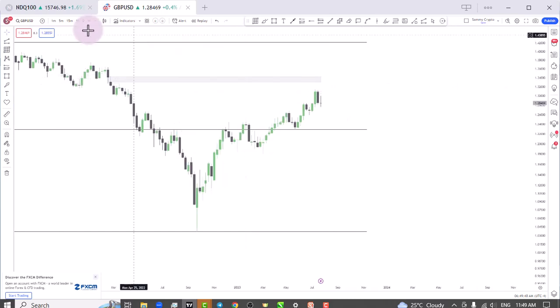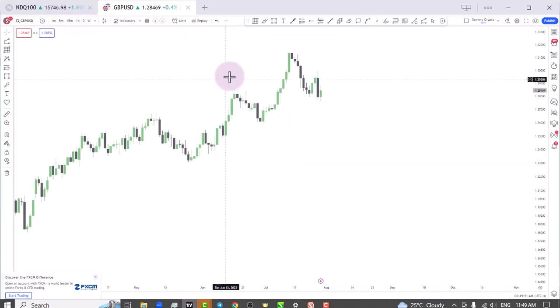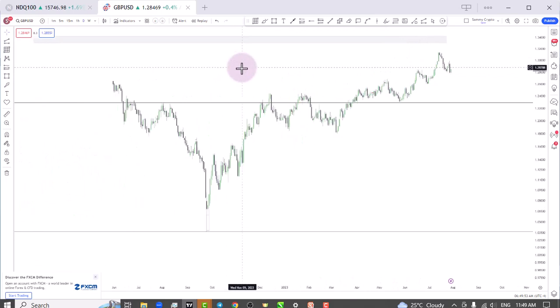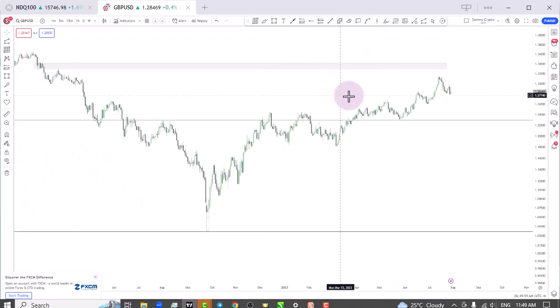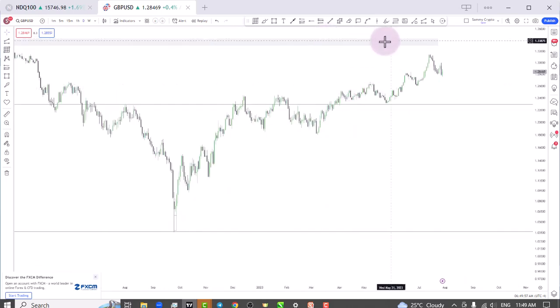But for now, we just want to make this our target for any buy setup you see. Any swing trader that's holding GBP USD can make this our target.